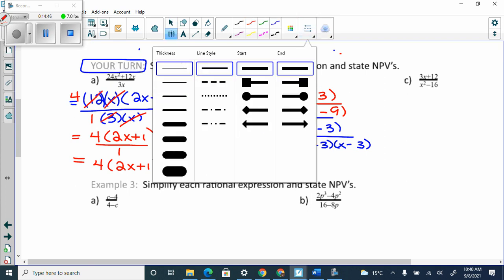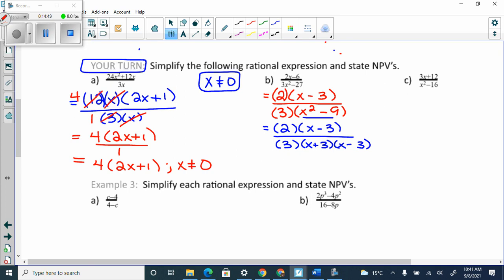Does 3 get me a non-permissible value, the number 3? No. You go 3 cannot equal 0. It'd be a true statement. We'd be great. We'd be awesome. But 0 is not a non-permissible value here, is it? No. Because in order for 0 to be a non-permissible value, I have to have just like an x or an x squared or an x cubed sitting here, and I don't have one. So 0 is not a non-permissible value here. However, x plus 3 cannot equal 0. Move the 3 over, so x cannot equal negative 3. And x minus 3 cannot equal 0. Move the 3 over, x cannot equal 3.